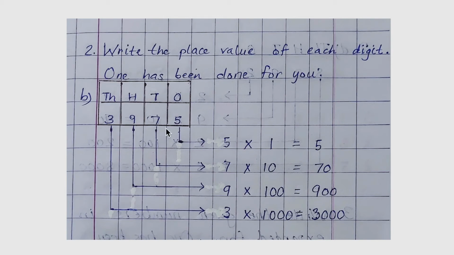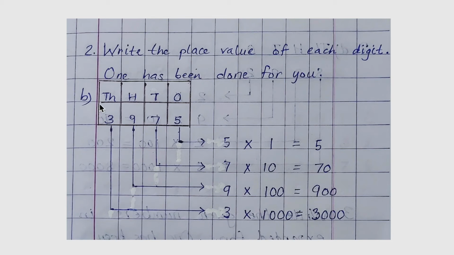Then moving to the tens place, we have 7 tens over here. So draw an arrow like this and write 7 multiplied by 10, which is equal to 70. So place value of digit 7 at tens place is 70. Then place value of 9, which is at hundreds place, is 9 times 100, which is equal to 900. So this is the place value of digit 9 at hundreds place, 900.